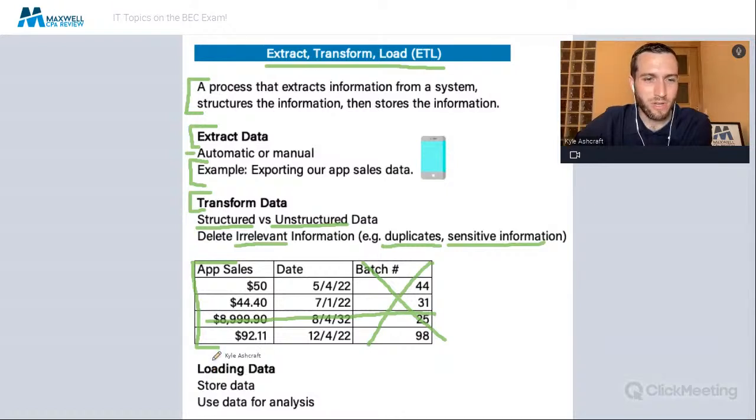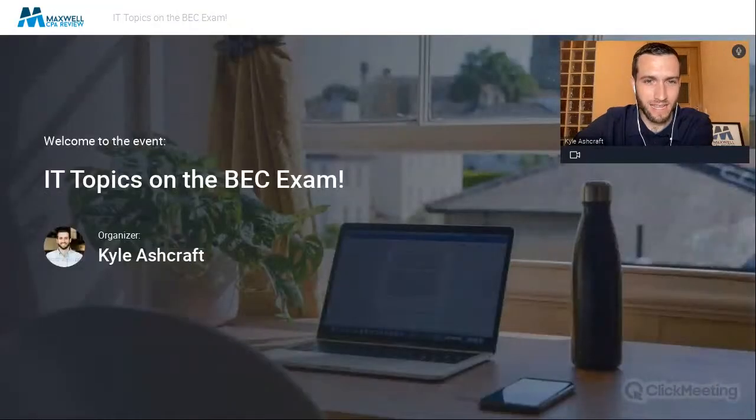And the last step is loading the data. You've got it into the right format, and now you're going to store it. So you need somewhere to put it, and there are going to be a few terms that we learn for how we store the data, because we have different options for what kind of platform we're going to store it on. And once it's stored, we can then use it for analysis. But that is the extract, transform, and load approach. And I want to talk now about those different ways that we can store the data.